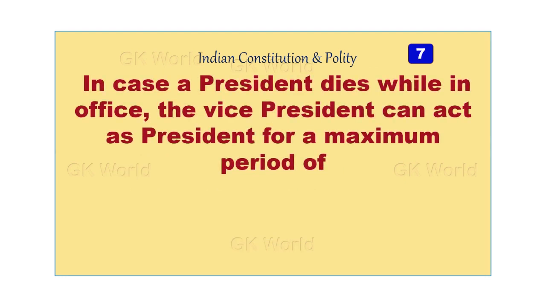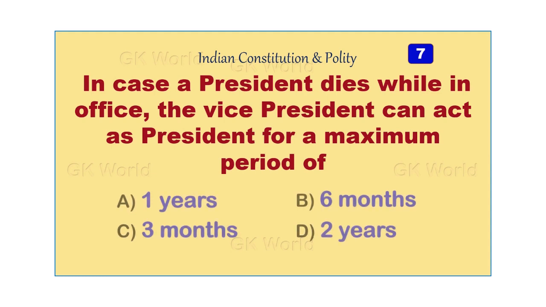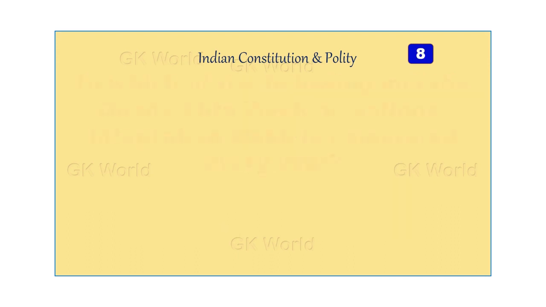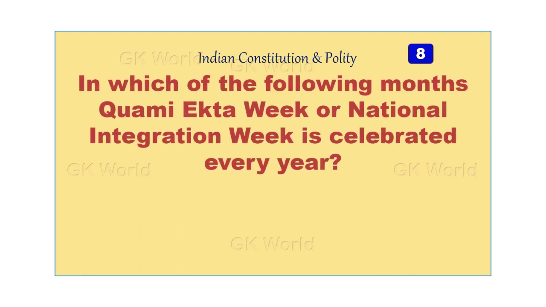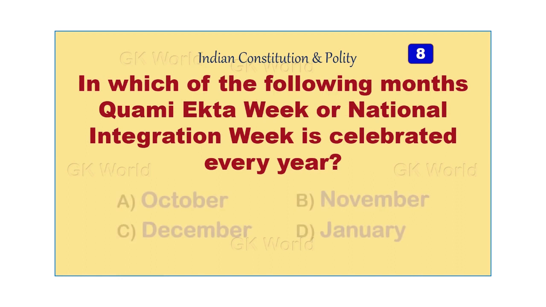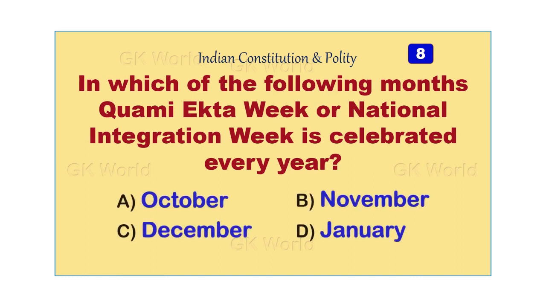In case a president dies while in office, the vice president can act as president for a maximum period of Option B. 6 months. In which following months is Rashtriya Ekta Week or National Integration Week celebrated every year? Option B. November.